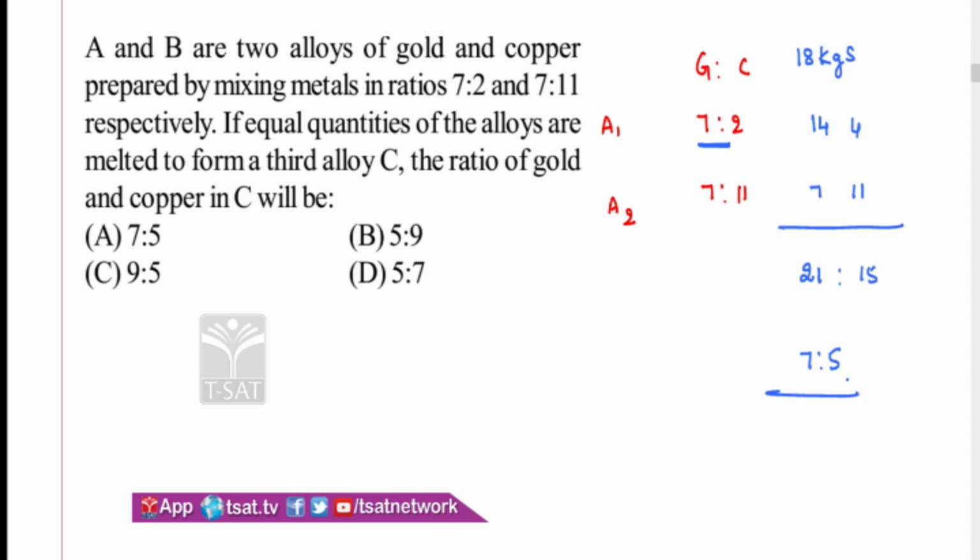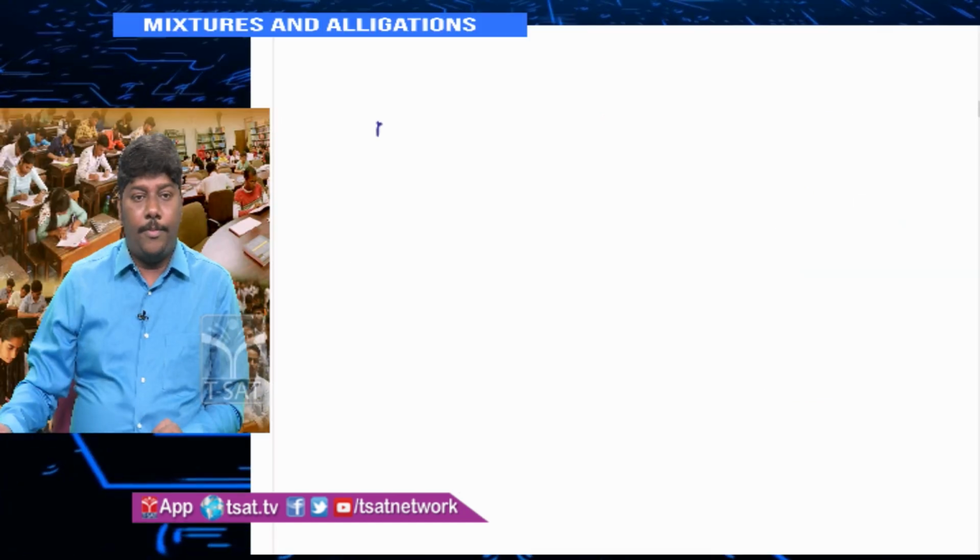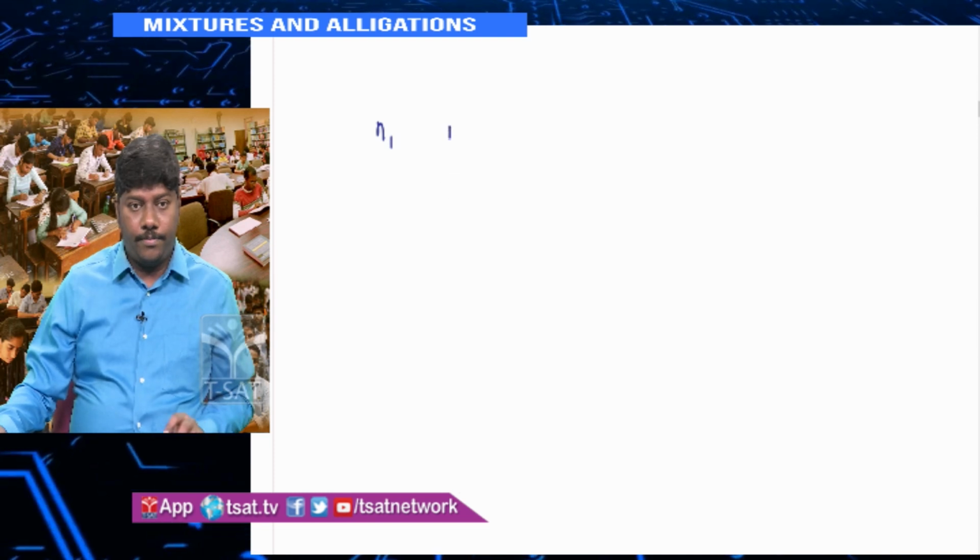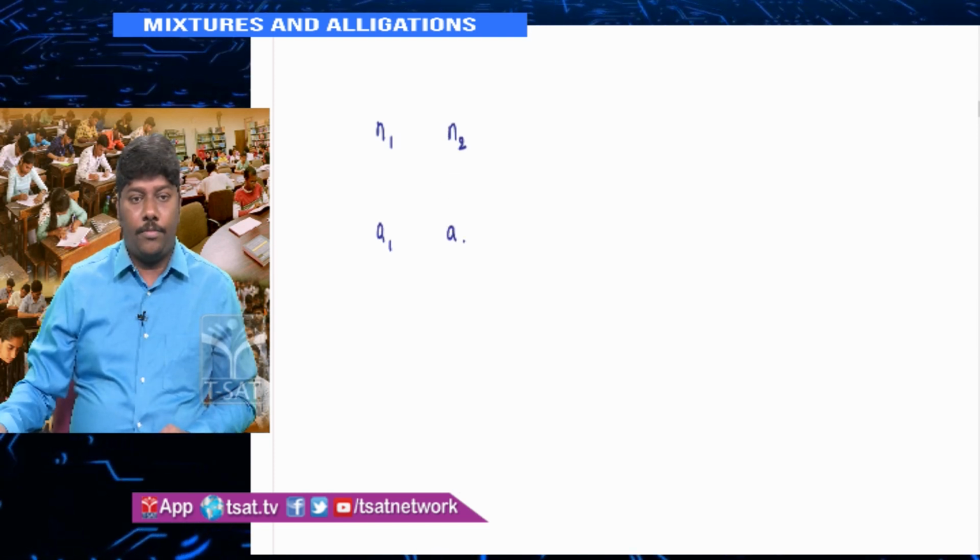You can use the formula (N1A1 + N2A2) / (N1 + N2). When they say equal quantities, you can also take it by using values. Values will only work when they say equal quantities. If they ask you to mix them in the ratio 1:2, then this won't work. And one more thing, just remember this formula with N1, N2, A1, A2 and capital A.